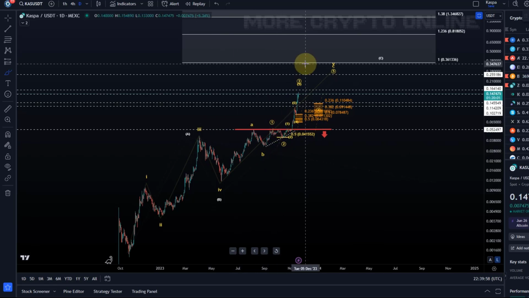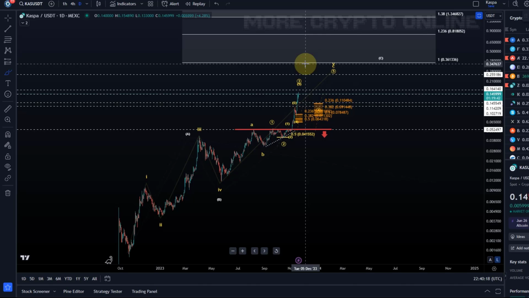At the moment, we can really only use Fibonacci extensions to understand where this might be heading. The problem is if it's a diagonal, it doesn't really have a target. It will just keep going until it gets exhausted. That's the problem when we're dealing with diagonal structures. However, it seems like in this diagonal, we are dealing with an impulse.